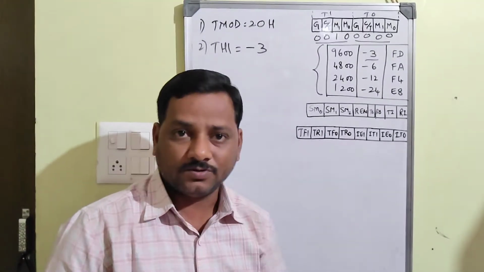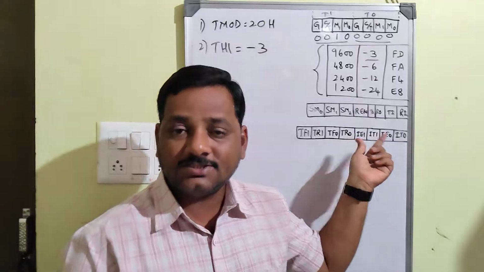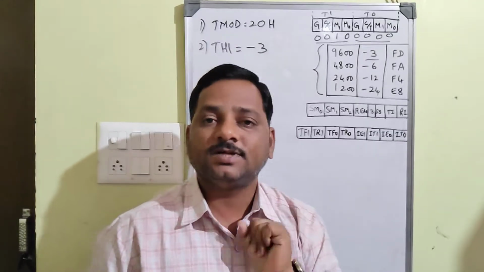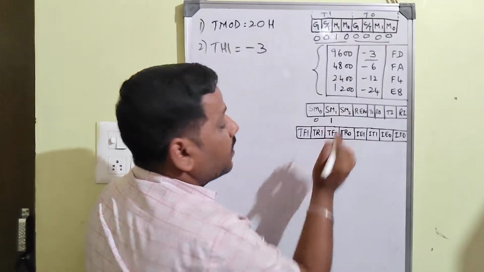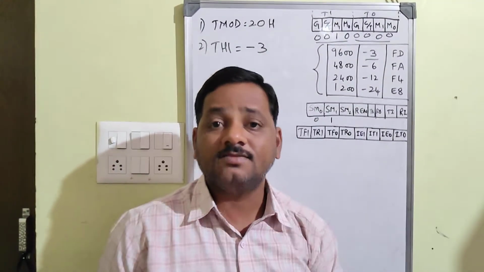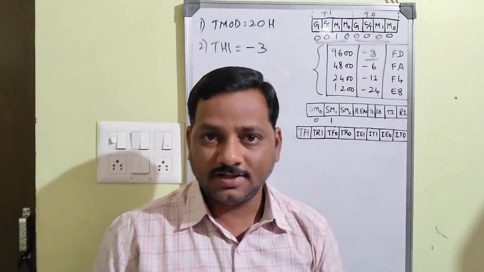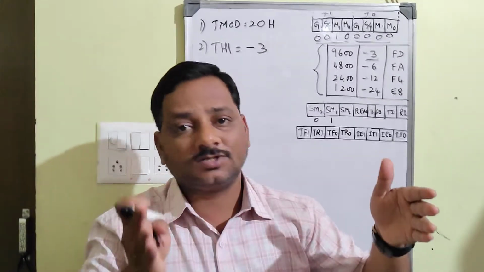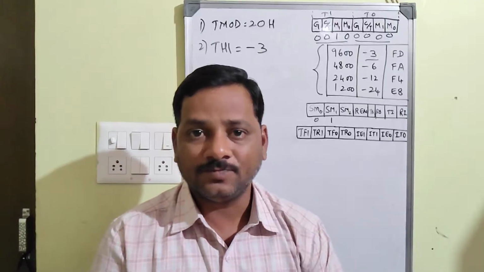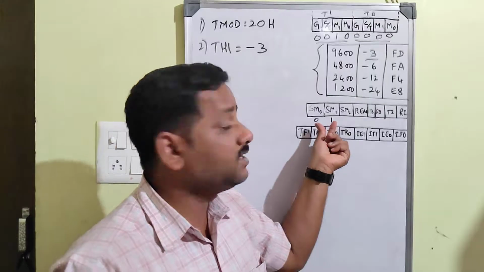In my previous video, I have explained this SCON register in detail. There I told you that the S mode should be 1. The mode we are using in serial communication is mode 1. When you use mode 1, the 8 bits will be framed with one start bit and one stop bit. That framing will be done when you select mode 1.